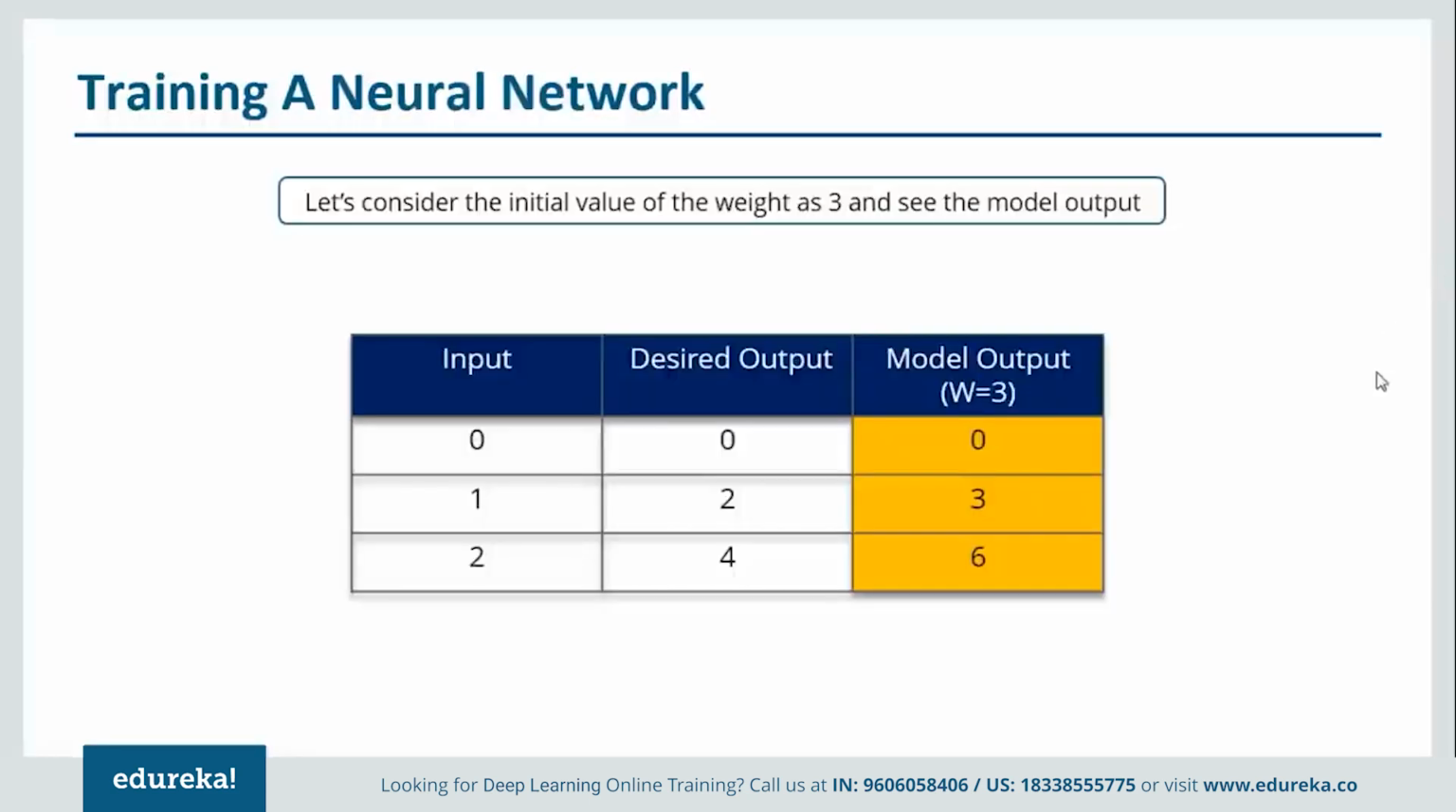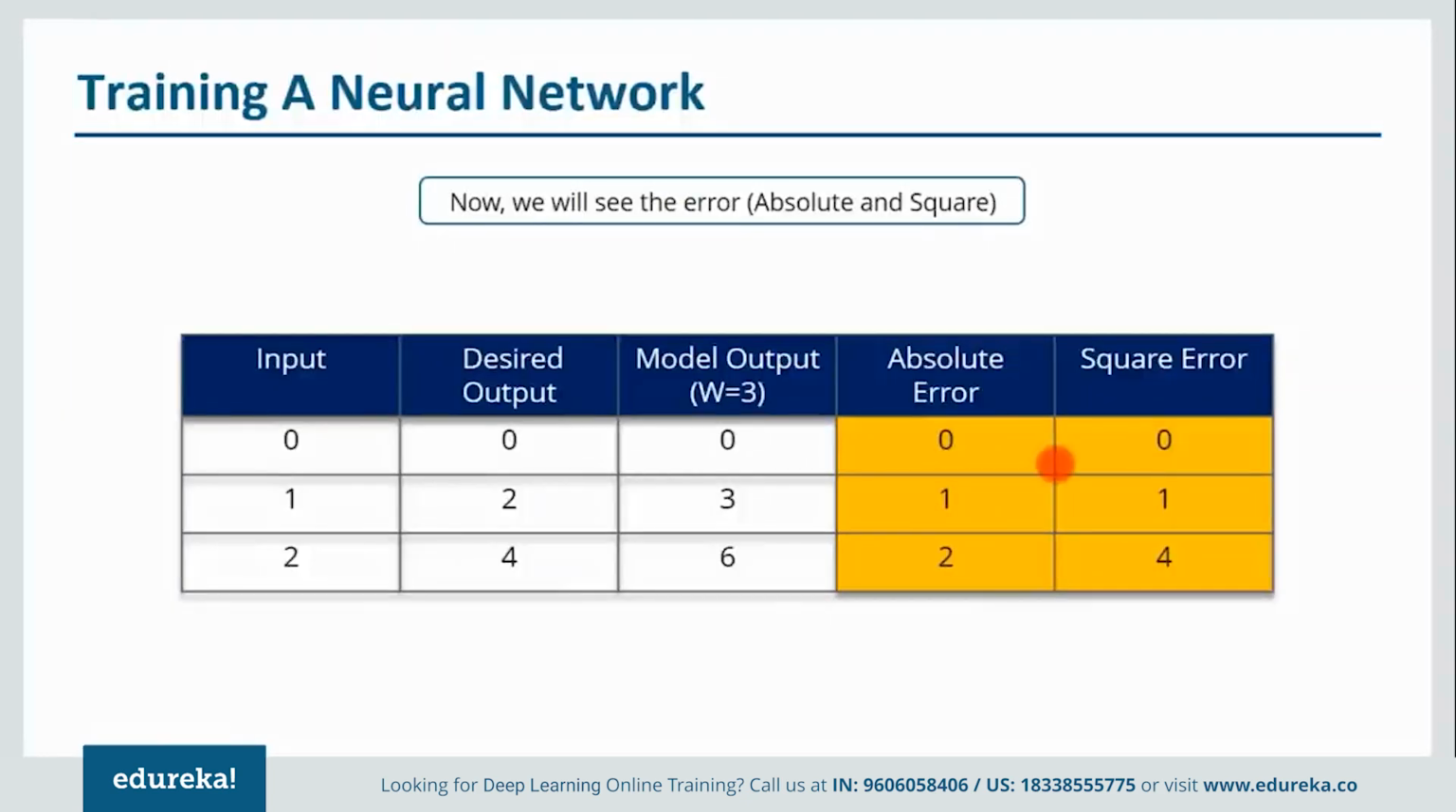So I initialize my weight with the value 3. The model output will be 3 into 0 is 0, 3 into 1 is 3, 3 into 2 is 6. Obviously it is not equal to the desired output, so we check the error. The error is 0, 1 and 2, which is the difference: 0 minus 0 is 0, 3 minus 2 is 1, 6 minus 4 is 2. This is called the absolute error. After squaring it, we get the square error, which is 0, 1 and 4.